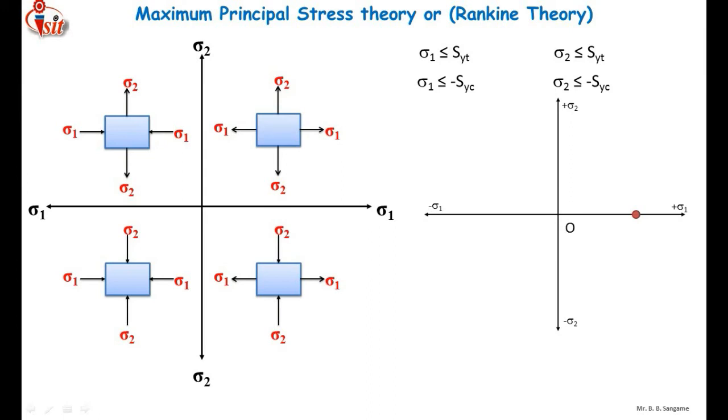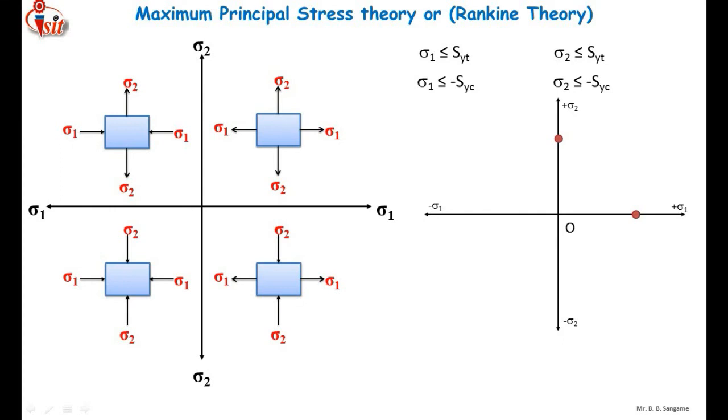Similarly, if you consider sigma 2, that is the minimum principal stress, it should again be less than or equal to SYT, that is yield strength in tension. So on the y-axis there will be one more point. From the origin up to this point, this is the region of safety. If sigma 1 exceeds this, the component is going to fail. Similarly for sigma 1 less than or equal to minus SYC, a minus sign represents the compressive stress, so this is the yield strength in compression. On the negative side, the left side of the origin, I'm going to plot SYC. Again I have assumed that SYT and SYC both have the same magnitude.